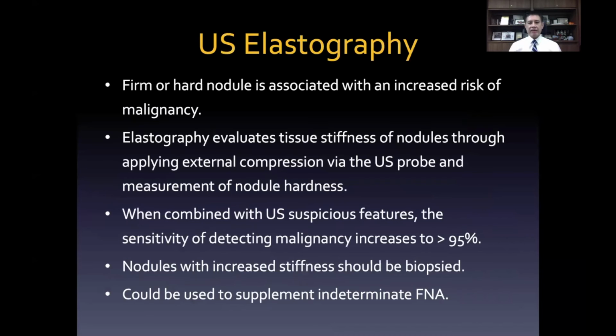Ultrasound elastography is a method that evaluates tissue stiffness of the nodules through applying external pressure via the ultrasound probe and measurement of nodule hardness. When combined with ultrasound suspicious features, the sensitivity of detecting malignancy increases to more than 95%. Nodules with increased stiffness should be biopsied, and this test can also be used to supplement indeterminate FNAs.